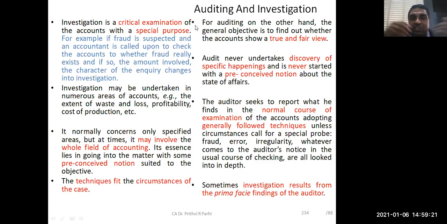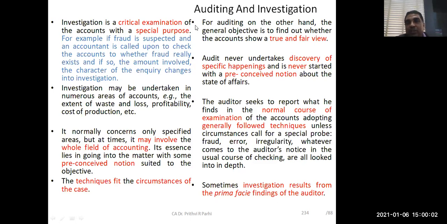Yes, sir. And investigation can be taken up in some specific area, and sometimes it is extended to the entire area of accounts. Suppose we want to investigate wastage or profitability. Maybe an investigation may be conducted on the cost of production to find out whether the cost of production is abnormal. Normally it concerns some specific areas, but sometimes it may involve the whole field of accounting.